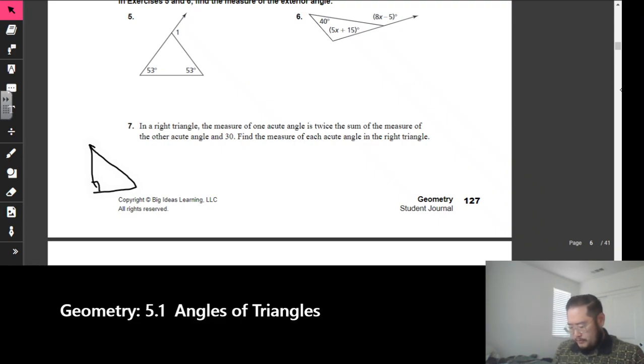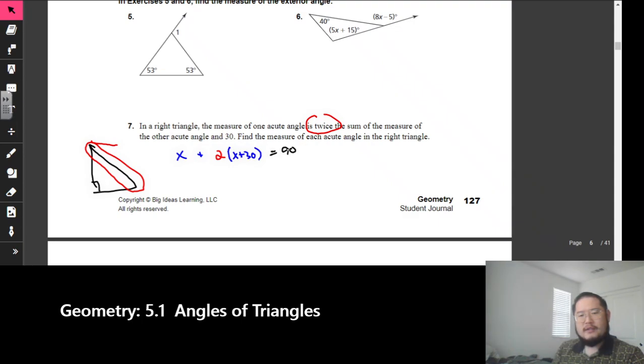So let's put it this way. Remember, these 2 acute angles right here is what we're talking about. Remember, those 2 angles should equal 90 degrees. So let's put our equation together. One of the angles, let me call it x. If I were to add the second angle to it, they said it's going to be the sum of the measures of the other angle and 30. So the sum of the other angle is x plus 30. However, they tell us that it's going to be twice the sum of that, so I need to multiply this by 2. All of that is going to end up equaling 90 degrees.